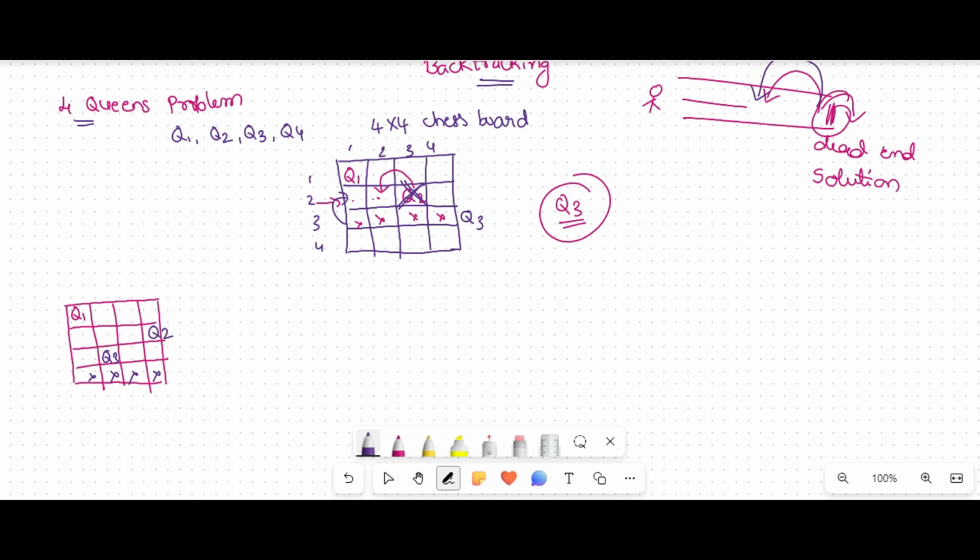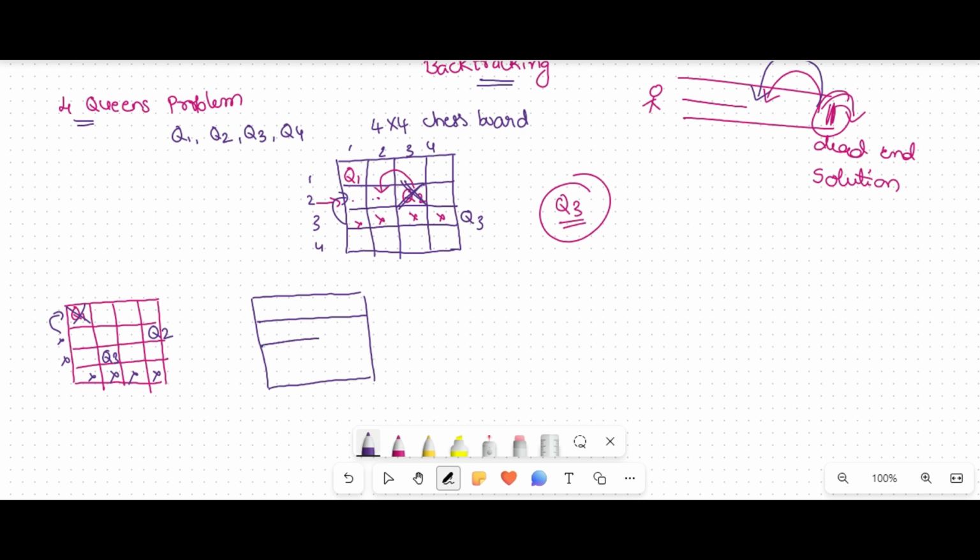So that means Q3 place is wrong. Q3 place, how did you get this Q3 place? That is based on Q2. But Q2, all the possibilities already you have checked. Again, backtrack. That means here there is a wrong in the Q1 position. That means the first queen we should not place in the first column.